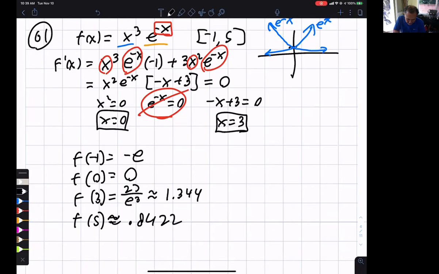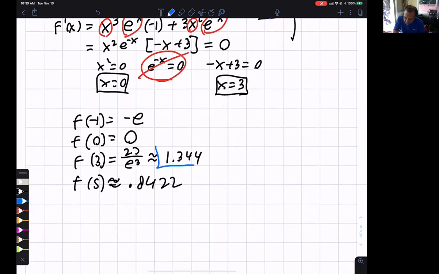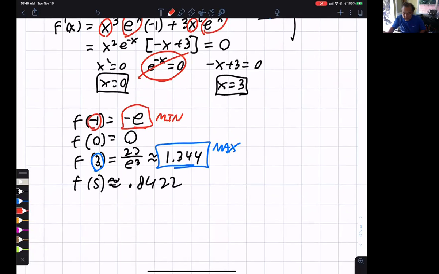So let's evaluate this now. Which one is the biggest? I claim that this is the biggest value. That is the maximum value, and it occurs when x is 3. And the minimum would be this, negative 2.7, and that occurs at negative 1. So if we take a look at this graph, I'm going to show you the graph of this. So the minimum occurred at negative 1, the max at the second critical point. Let's look at the actual graph.